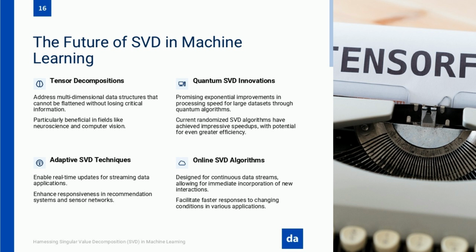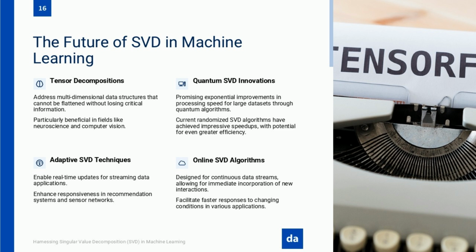Another significant development is the emergence of adaptive and online SVD algorithms designed for streaming data applications. Traditional SVD operates as a batch process on static datasets, but modern applications like social media monitoring, financial market analysis, and IoT sensor networks generate continuous data streams that require real-time processing.